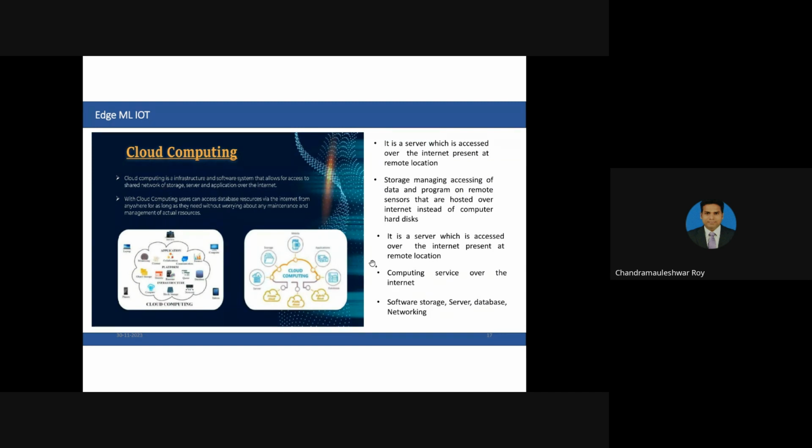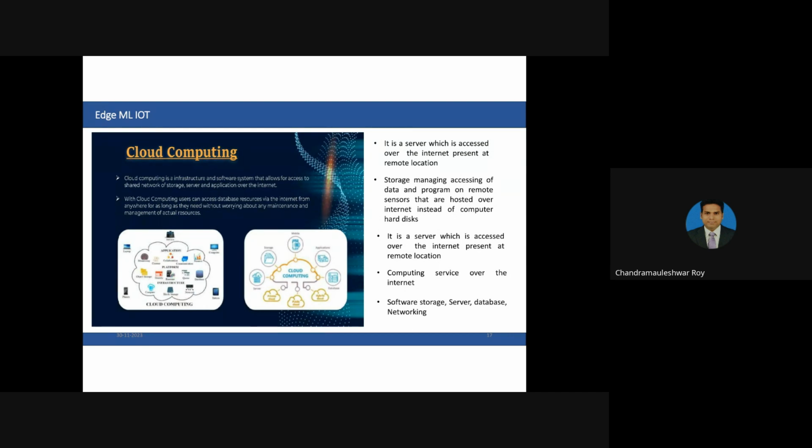So here, cloud computing. This part is totally related to computer science students, but to understand complete IoT, cloud computing is very important. Edge computing is very important. So cloud computing is an infrastructure and software system that allows access to a shared network of storage, servers, and applications over the internet. So that is the cloud. Okay, and with cloud computing, users can access database resources via the internet from anywhere, for as long as they need, without worrying about the maintenance and management of actual servers.